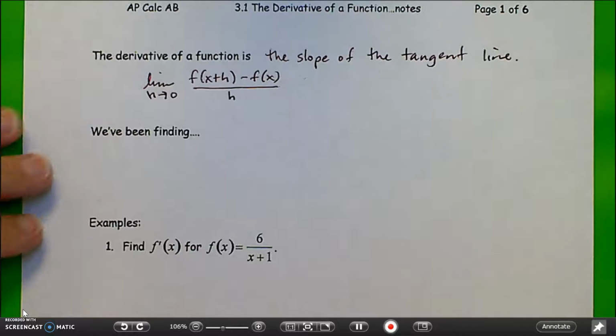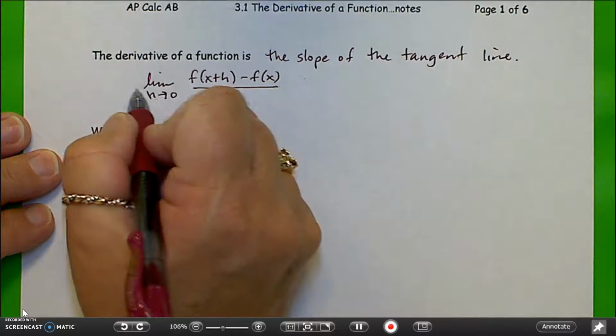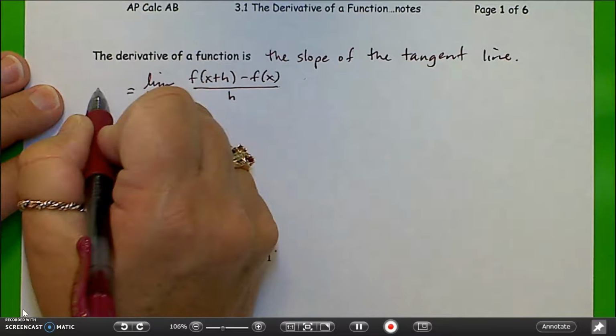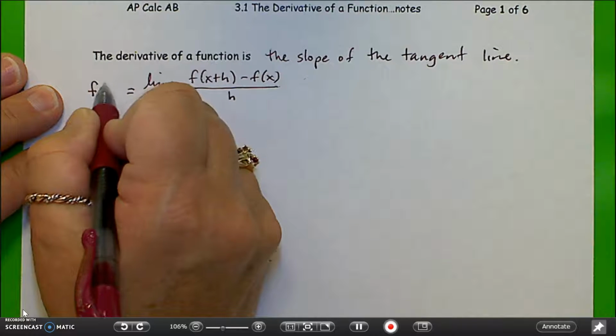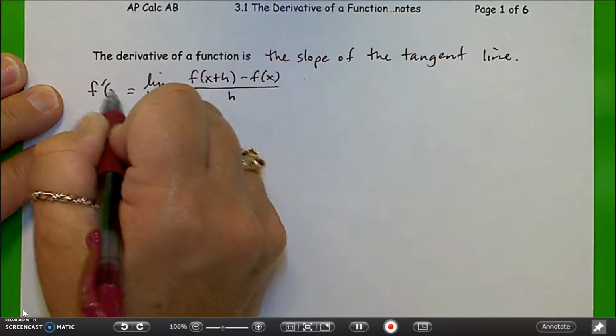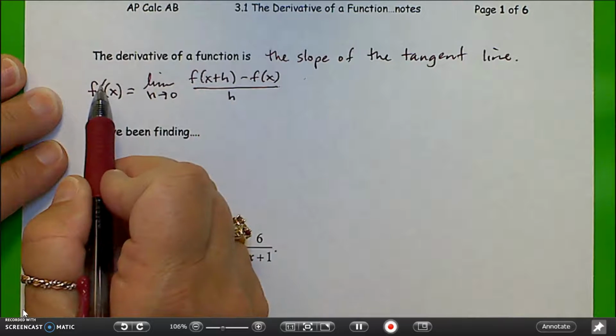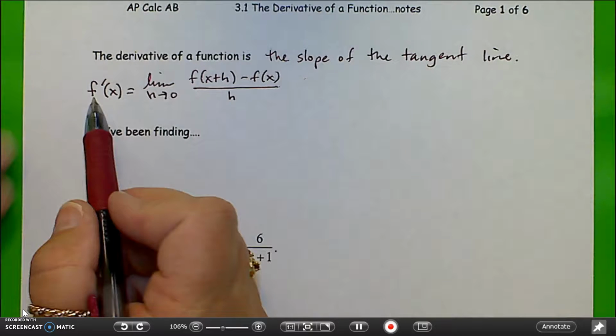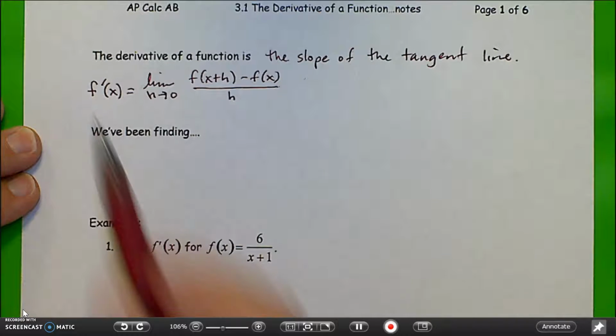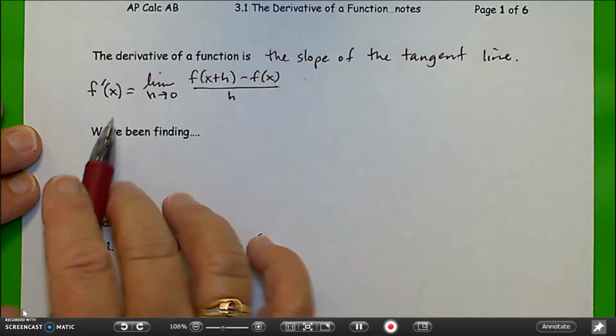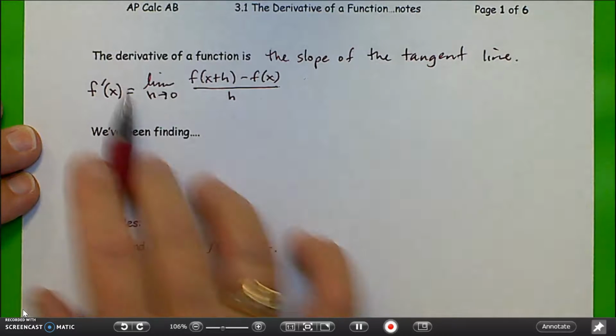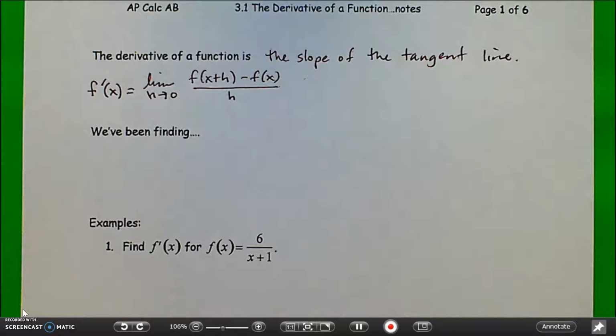New notation for today is derivative notation, and it's kind of like function notation, but we're going to say f prime of x, and the prime means it's the derivative. F prime of x is how you would say that. So this equation that we've had will now be the equation to represent the derivative of the function, or the slope of the tangent line.